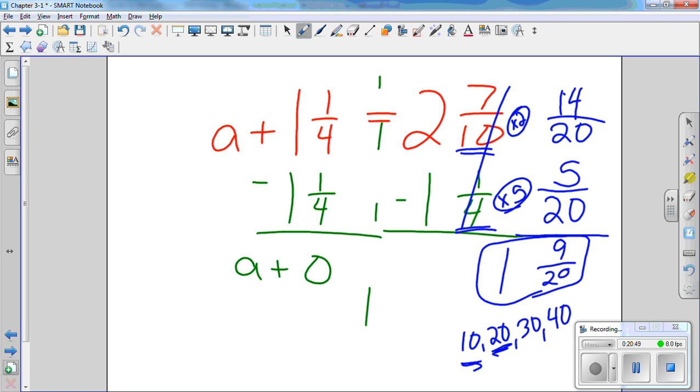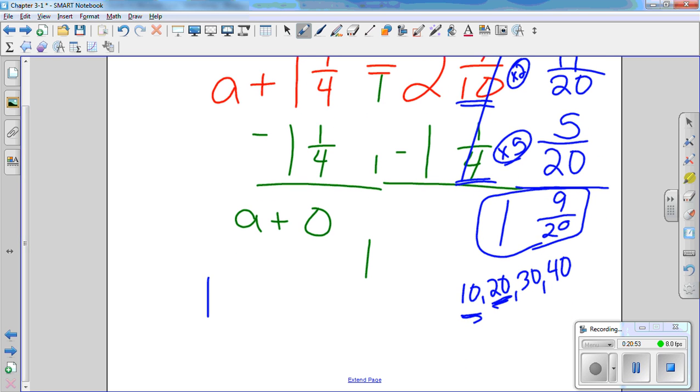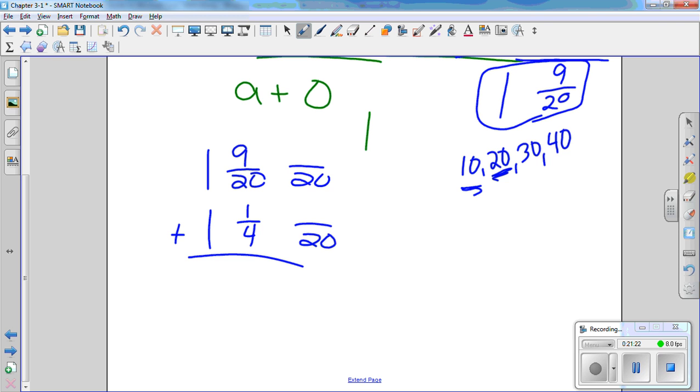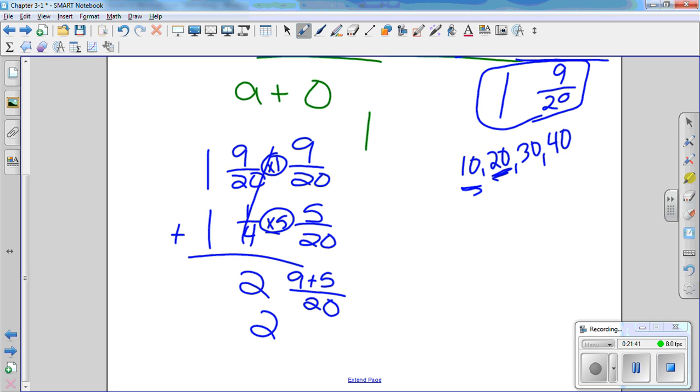Now to check it, I have 1 and 9 20ths plus 1 and 1/4. In order to do that, I have to find a common denominator. I'm going to write them on top of each other so you can see. Okay, common denominator, what did we determine between 20 and 4? 20. This one's staying the same because it's already 20. How do I get from 4 to 20? Times 5. 1 times 5 is 5. 9 plus 5? 14. 1 plus 1. Yep, so I have 2 and 14 over 20.